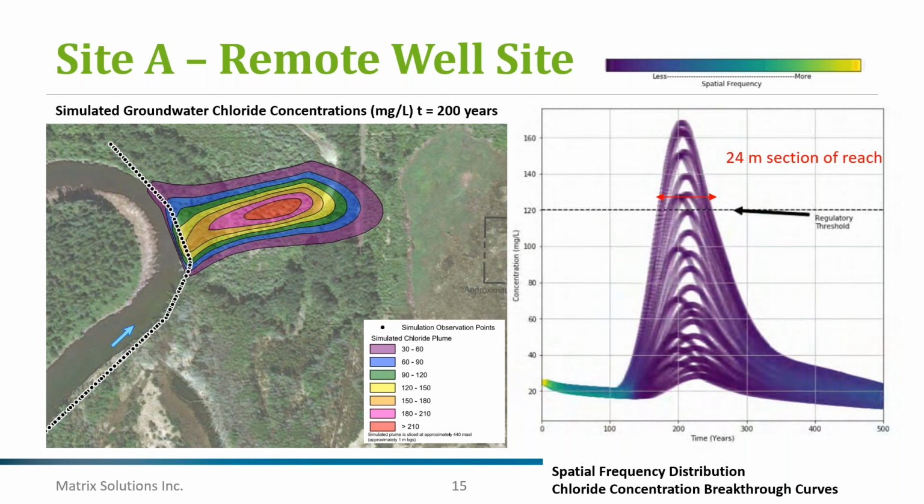So for the results, here we have the simulated groundwater chloride concentration distribution at about 200 years after the beginning of the simulation. And you can see that the plume does reach the river, and there's a very narrow band just here along a 24-meter section of the reach immediately adjacent to the river where we're predicting shallow groundwater chloride concentrations could exceed that freshwater aquatic life criteria value of 120 just along this very narrow section.